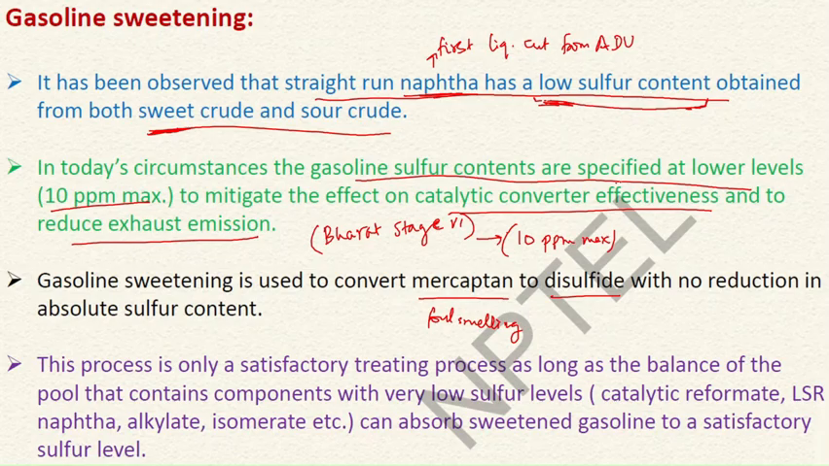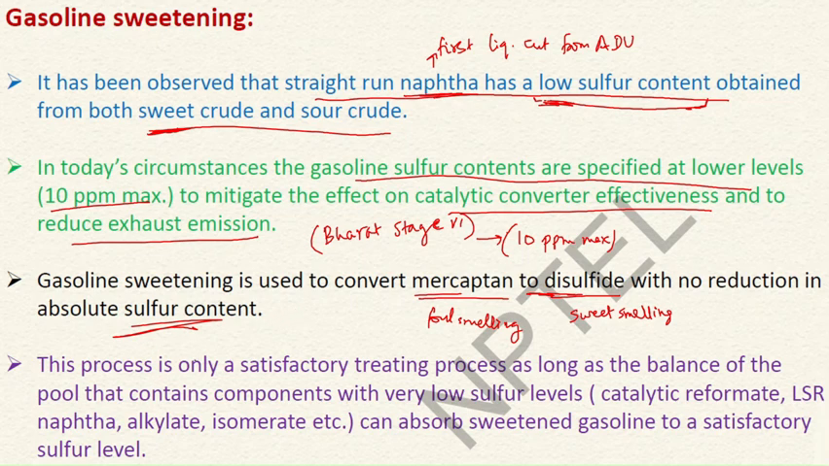So basically, the sweetening procedure is converting these mercaptans, which are a foul-smelling sulfur compound, to disulfide, which is sweet-smelling, with no reduction in absolute sulfur content, as it is simply conversion of mercaptans to disulfide. So there is no such reduction of the sulfur content going on in this gasoline sweetening procedure.